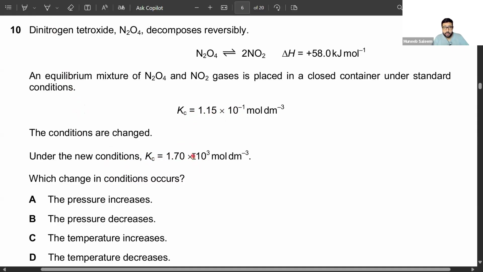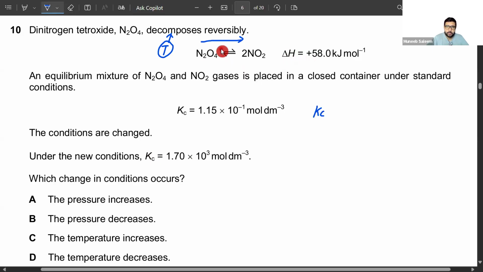If you remember from the equilibrium chapter, the value of the equilibrium constant can only be changed if we change the temperature, and especially here, when the reaction is endothermic. If we increase the temperature, the equilibrium will shift towards the right side, the product side, and that will increase the value of the Kc.